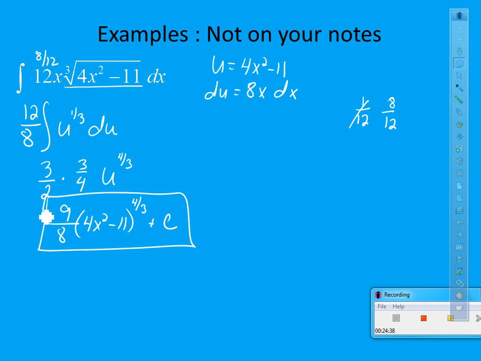Okay. Easy to check again. I always check my powers. 9/8 times 4/3 times 8x. I'm hoping to get a 12. 8's are out of there. 3 goes into 9. 3 times 4 is 12. Okay. And then here's my last one.